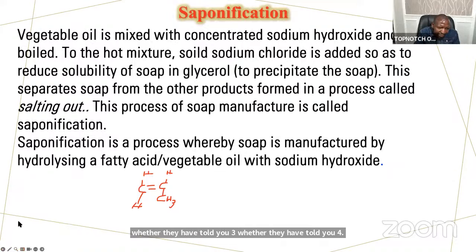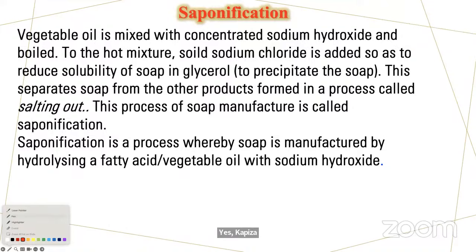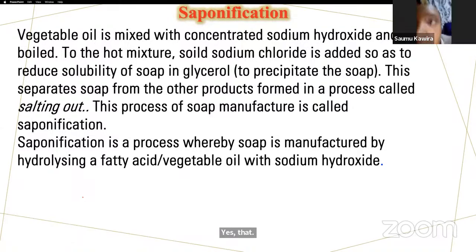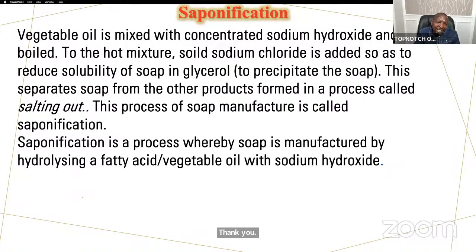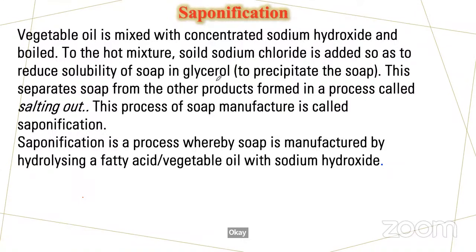Are we together now? Yes. That girl who was asking, have you understood? Yes, I have understood. But then, what's the type of polymerization? State the type of polymerization which leads to the formation of the polymer above. Anything that has a double bond is addition polymerization. Oh, thank you.